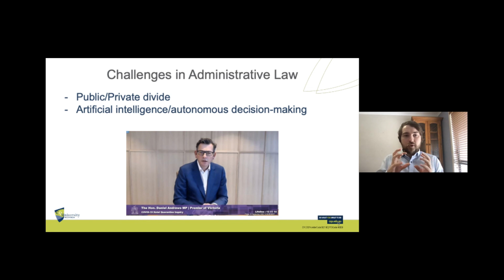And so quite often these days we have examples of private companies or private individuals making decisions that have the effect of an administrative decision for the government. And so this is a really interesting challenge because it throws into question a lot of the ideas that we have about government decision-making and the powers of the sovereign to make decisions that affect individual citizens.